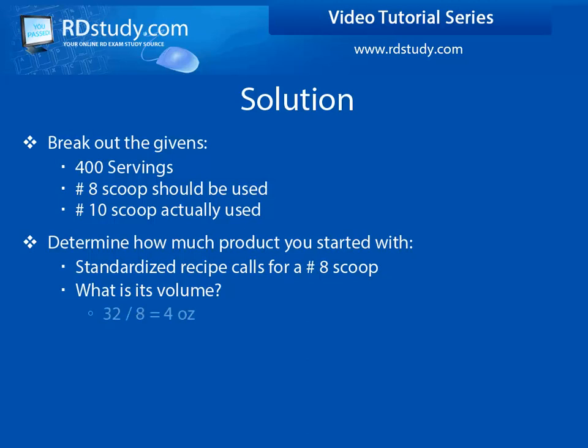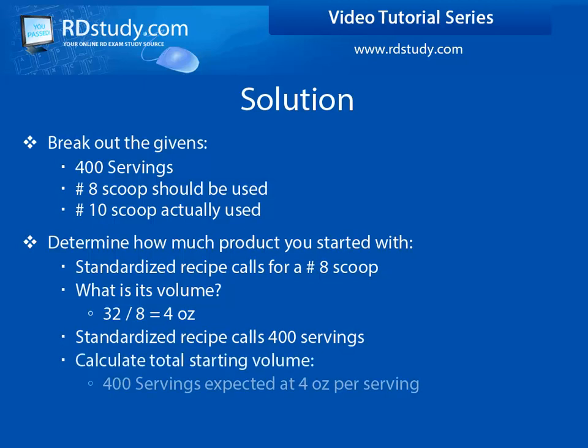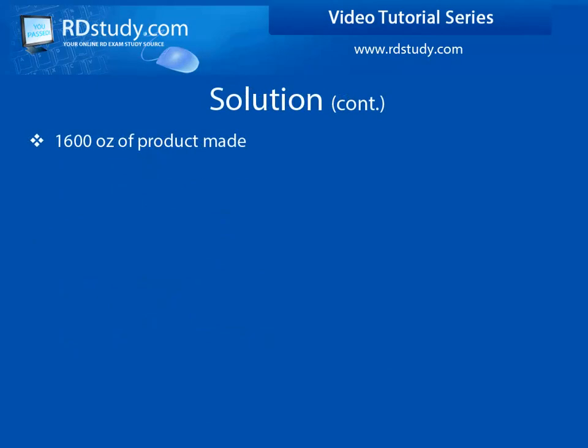So as before, divide 32 by 8 to get a number 8 scoop's volume, which is 4 ounces. That gives you 400 4-ounce servings to be expected, which when multiplied is equivalent to 1,600 ounces of product. And for now, we will leave that answer in ounces. Okay, so we have 1,600 ounces of product.